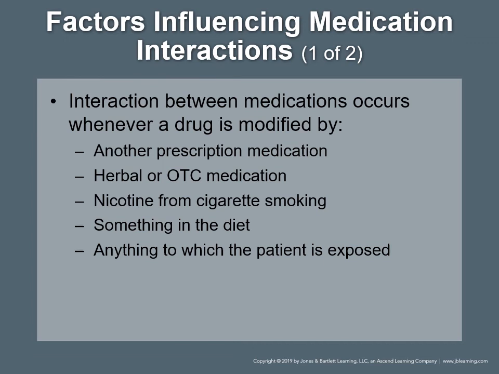Factors influencing medication interactions. There are many variables that influence medication interactions. It is important to know how medications affect the patient and other medications that were previously administered. An interaction between medications occurs whenever the actions of a drug on the body are modified by another chemical substance. This could be another prescription medication, herbal or over-the-counter medication, nicotine from cigarette smoking, something in the diet, or anything to which the patient is exposed.